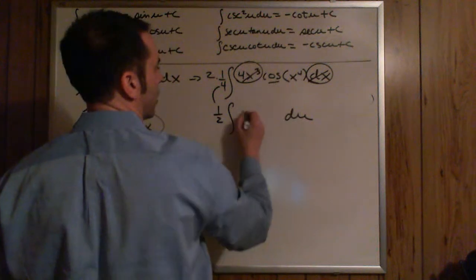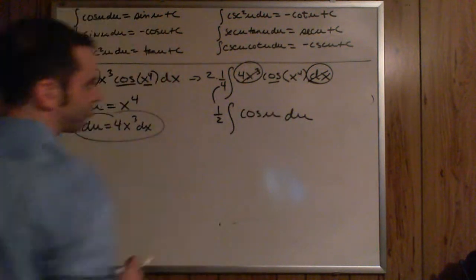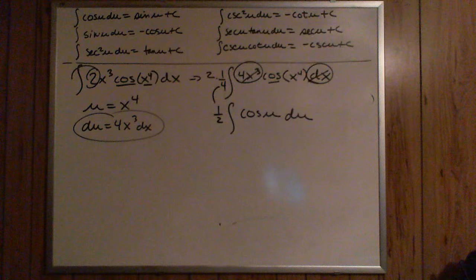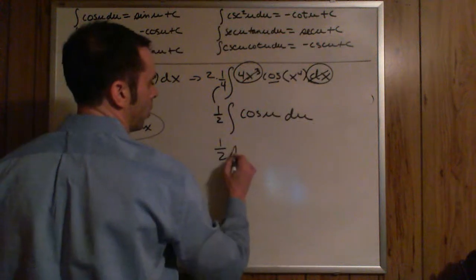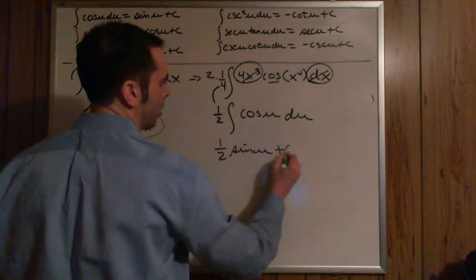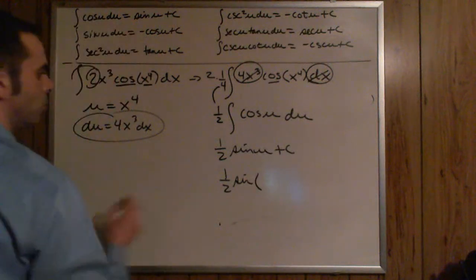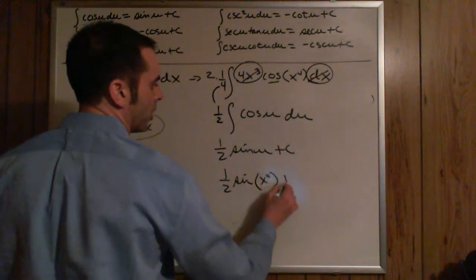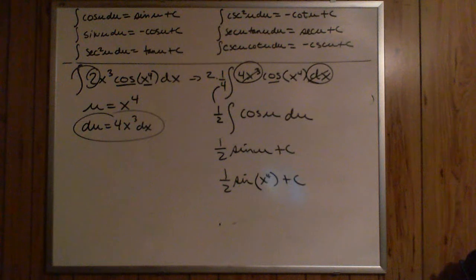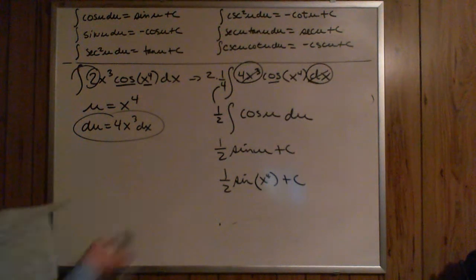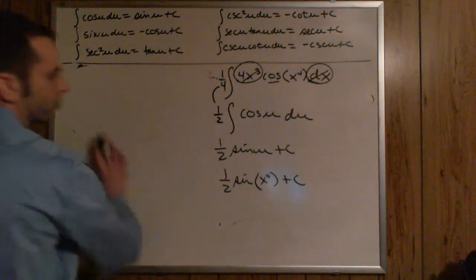And this would be then the cosine of u. And the indefinite integral of cosine u, what function has a derivative of cosine? Well, that's sine. So it would be 1/2 sine u plus c. And this would be 1/2 sine of u, which is x to the fourth, plus c. And again, to check yourself, you can just take the derivative. Next, another example.